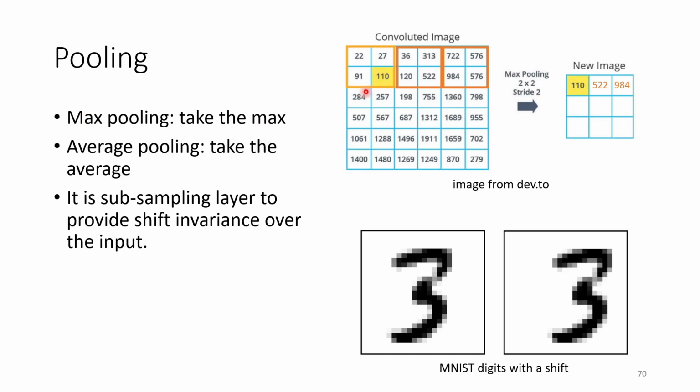Max pooling means for the 4 values, we just take the largest one and ignore the remaining activations, I should say, or the values on the feature maps. Then we look at this window. What is the maximum value among the 4 values? It is 522. So we take the value and assign it to the new feature layer.